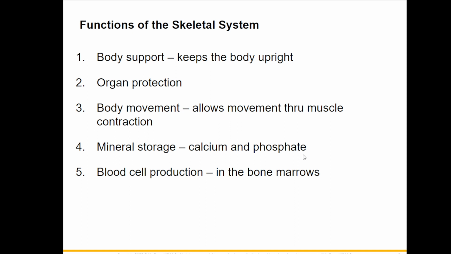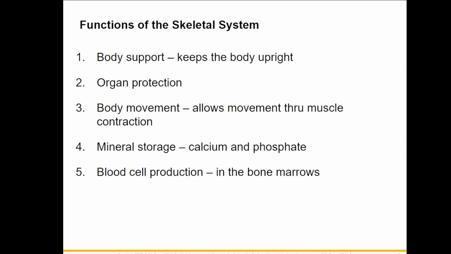And lastly, we will find out that our skeletal system is where blood cell production happens. So it usually happens specifically in the bone marrow. And the bone marrow, we'll find out later, is found inside your spongy bone, in the trabeculae, etc. So that is where our blood cells are formed.